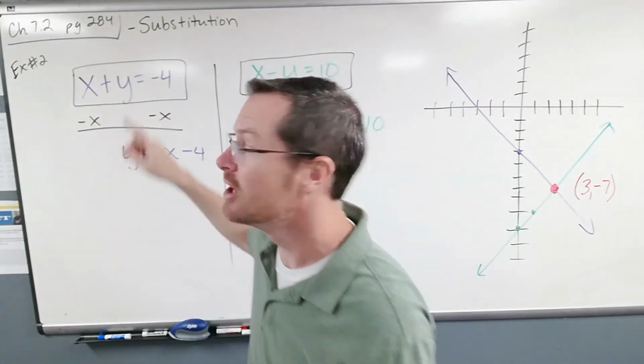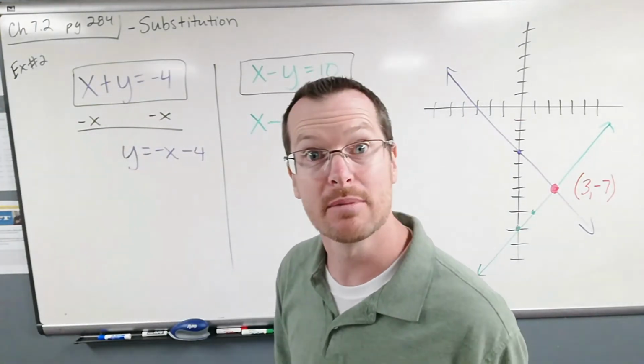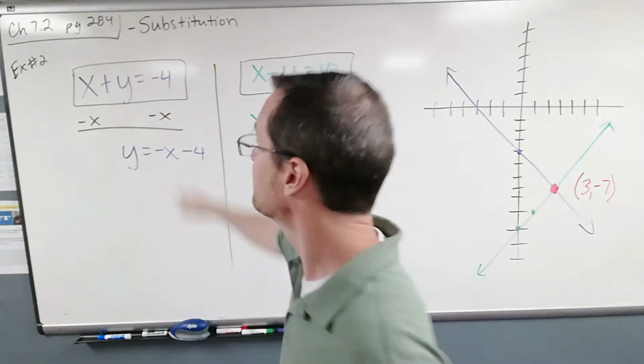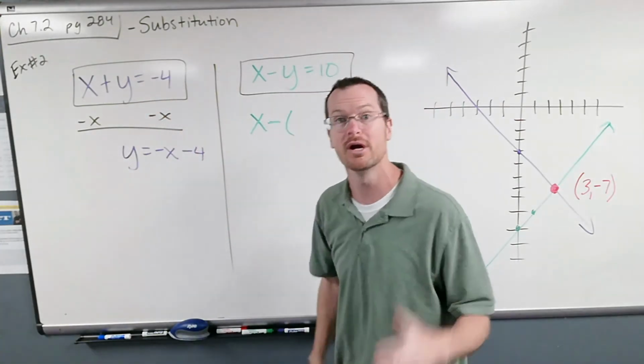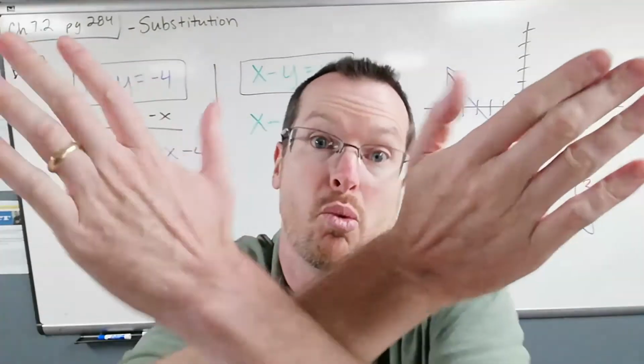I want you guys to notice here on chapter 7.2, we're going to be doing example number 2, which of course is asking about substitution, and they're giving us two lines. I boxed the two lines. The first line is x plus y equals negative 4. The next line is x minus y equals 10. And the question is, where do they intersect?